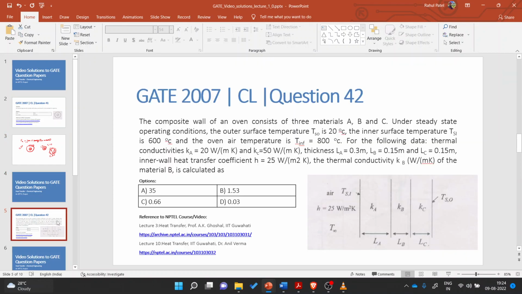So we can take a look at the second question. This question is from the initial chapters of heat transfer, in which you are calculating steady state heat conduction.